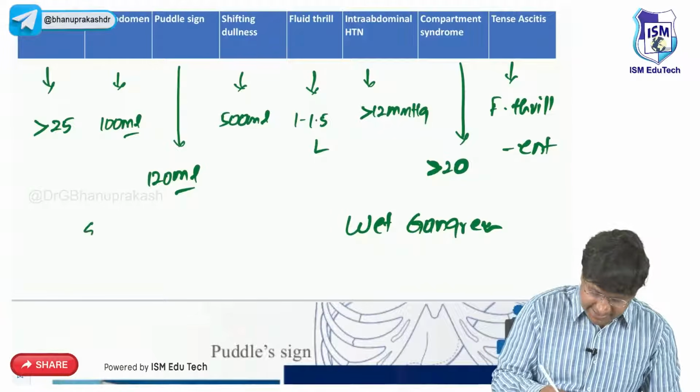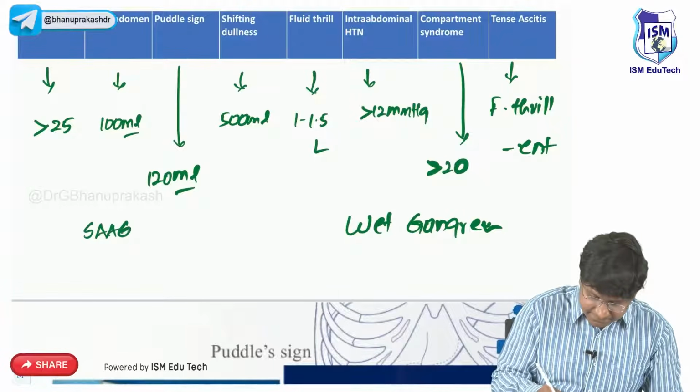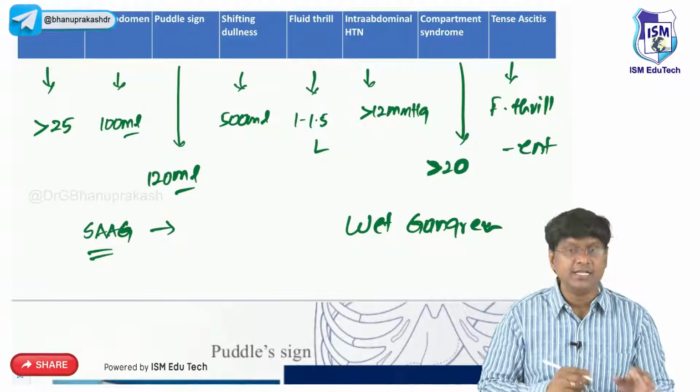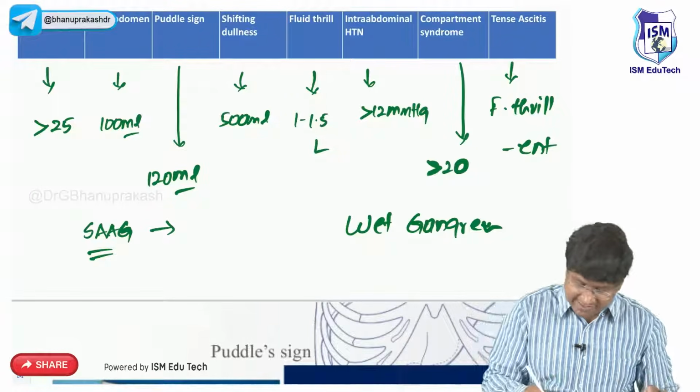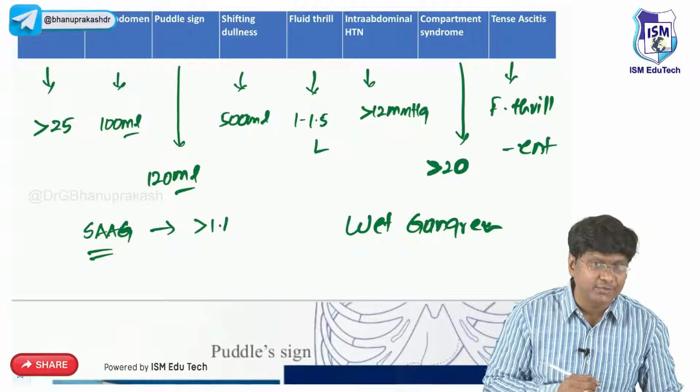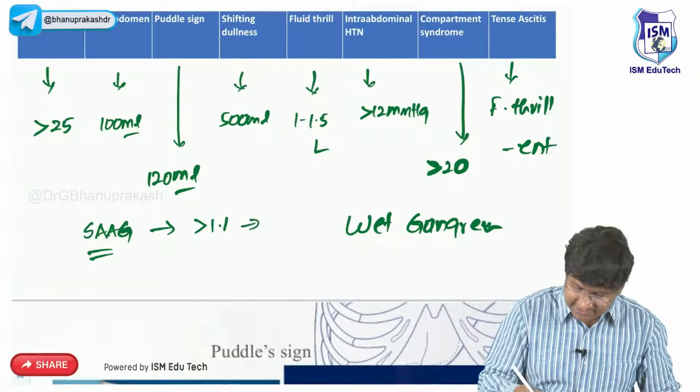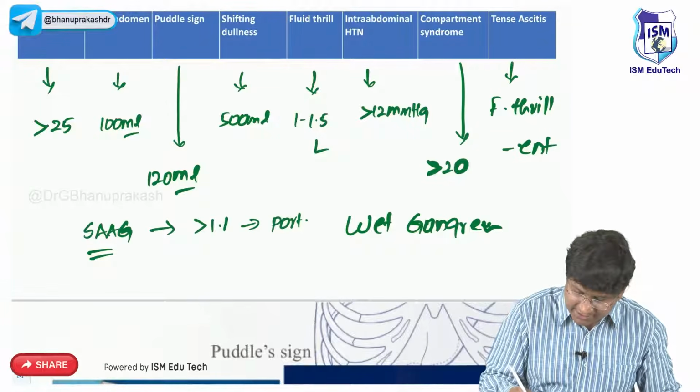And next is about the SAG, that is the serum albumin ascitic gradient. If the SAG is more than 1.1 on fluid analysis, that tells you that the patient has portal hypertension causing ascites.